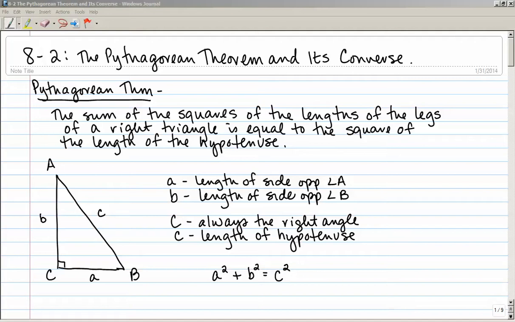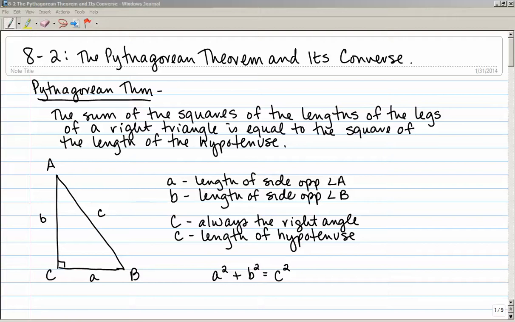Lesson 8.2 is the Pythagorean Theorem and its converse. The Pythagorean Theorem says the sum of the squares of the lengths of the legs of a right triangle is equal to the square of the length of the hypotenuse. Most of us know this as a squared plus b squared equals c squared, but you need to know what each of those are.